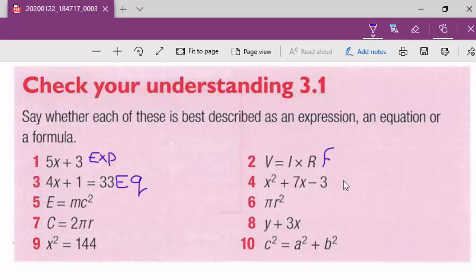Number 4 is an expression. Number 5, it's a formula. Physics. Pi r squared looks like the formula of the area of a circle, but since there is no equal sign in it, it's just an expression. If it were equal to A, then it would be a formula. C is 2 pi r. This is the rule of finding the circumference, so it's a formula.